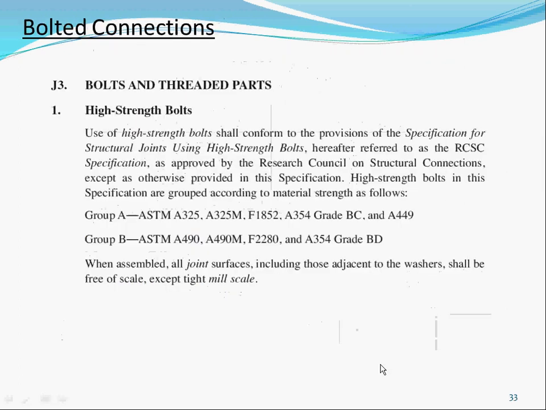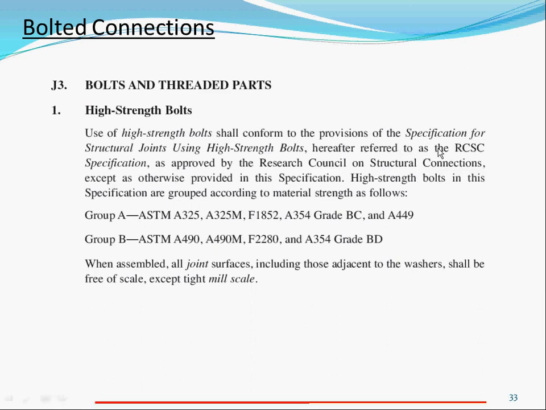Okay, bolts and threaded parts. So that was welding and weld strength. You get basically three types of welds: CJP, PJP, and fillet. The strengths are pretty straightforward in the design code. You check both the base metal and the weld metal for strength, and the minimum of the two strengths is the capacity of your weld.